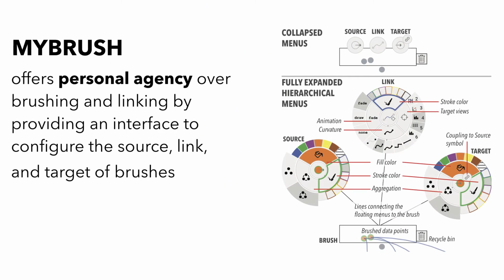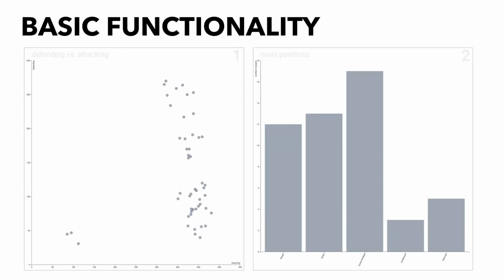MyBrush offers personal agency over brushing and linking by providing an interface to configure the source, link, and target of brushes. Let's look at an example that shows the basic functionality of MyBrush. Here we have two views. View 1 on the left shows a scatter plot of soccer players' attacking versus defending skills, and view 2 on the right shows a bar chart with the players' different positions on the field.